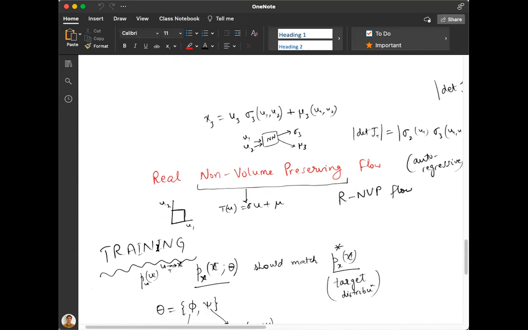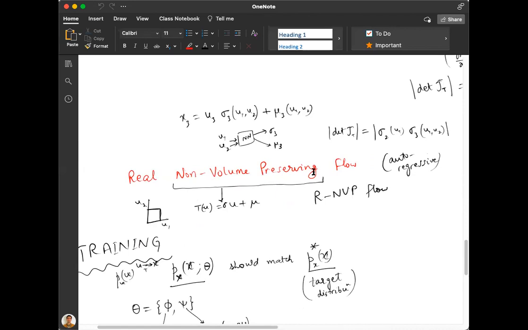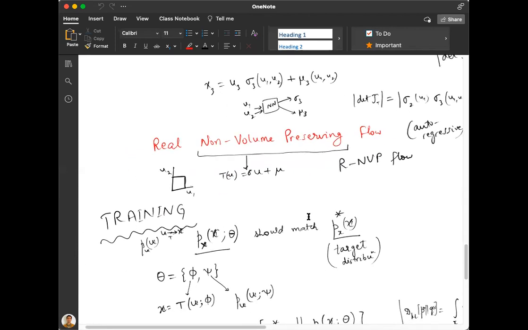Now we took a very simple example. It's the RNVP flow, or actually there is a class of flows called autoregressive flows, and RNVP is one example of it, but other examples are also there which are very similar. The mathematics is very similar, just computationally there can be some pros and cons, but mathematically they are very similar.